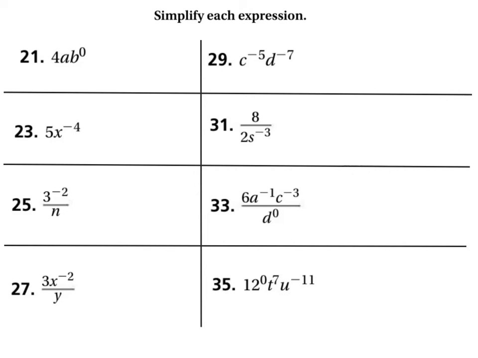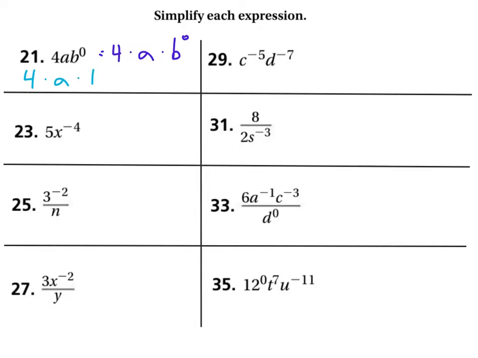Okay, so what we really want to do is break this down. We're going to simplify each expression. We want to break this down into what it really says, which is 4 times a times b to the 0. Which part of this do we know? Well, we know that b to the 0 equals 1, so we can say that's the same as saying 4 times a times 1.